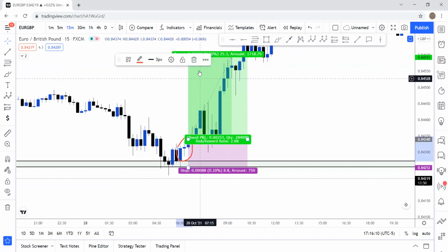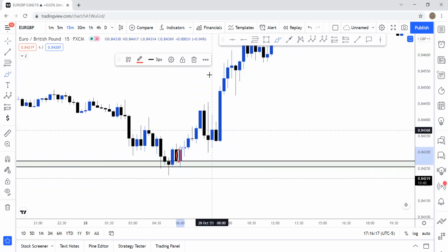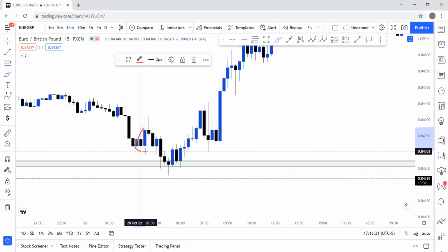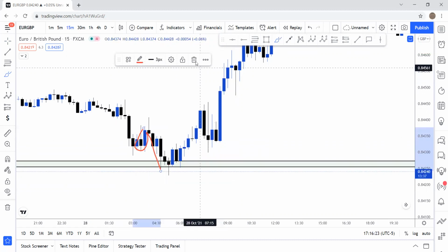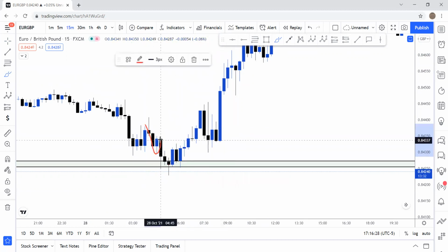Me personally, I would have entered off this second blue candle, right? This would have been my entry right there. Because there are examples like this where you get an engulfing candle, but the market is still selling, right? So this is why, guys, it's important to incorporate structure, right? We look at highs and lows in the market before we decide to enter.